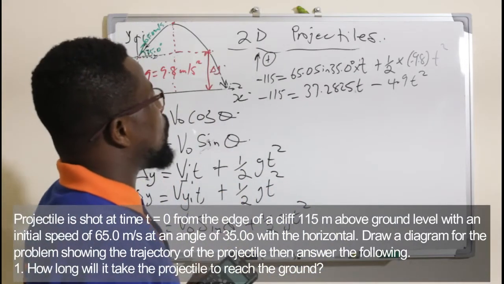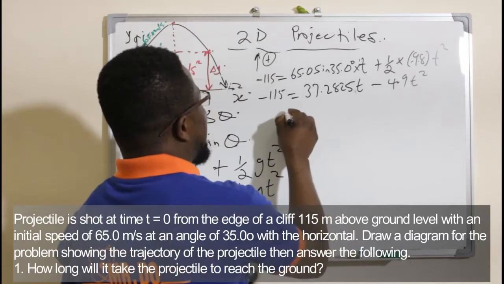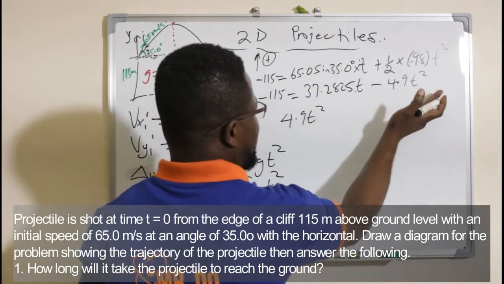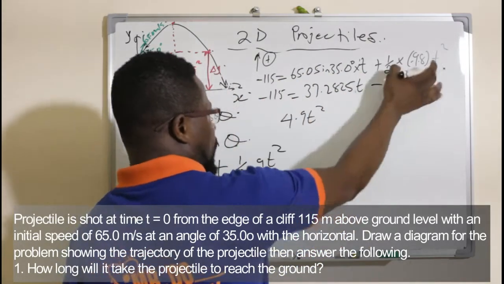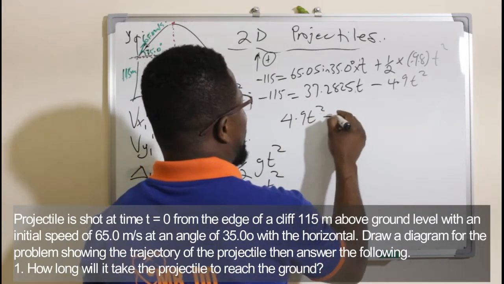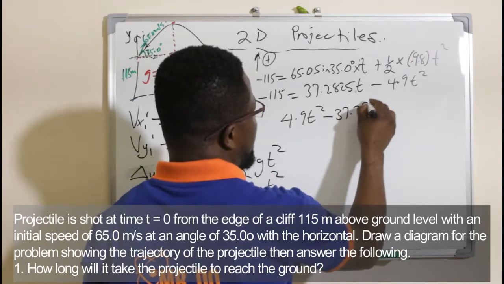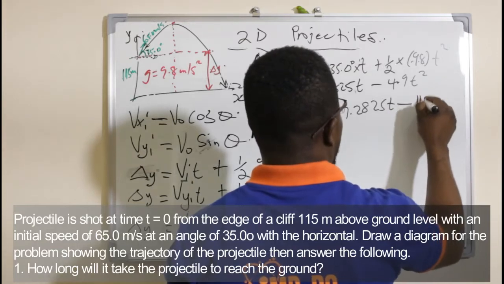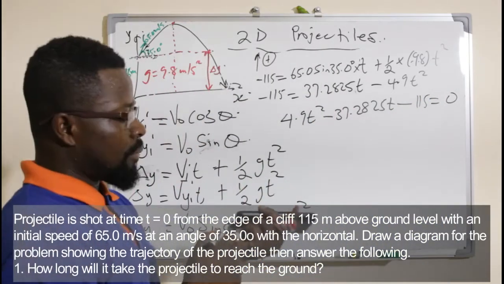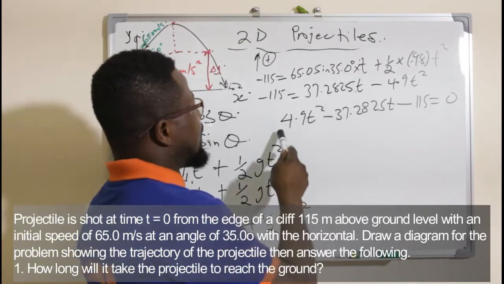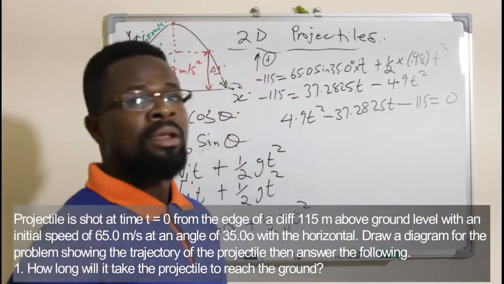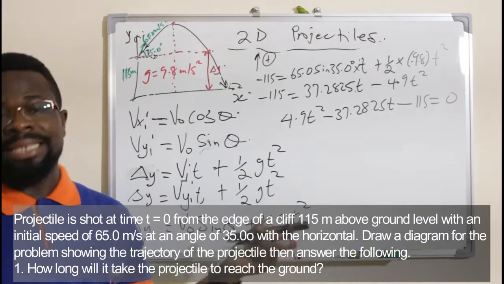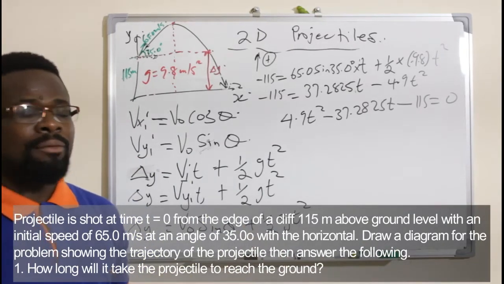Now I will transpose all these to the side, because I want the t squared term to become positive. So I'm getting 4.9 t squared, negative 37.2825 t, and negative 115, and that must be equal to 0. One beautiful thing we can see, this has become a quadratic equation. And once we have a quadratic equation like this, we can solve by the quadratic formula. So let's use the quadratic formula and see what we're going to have.